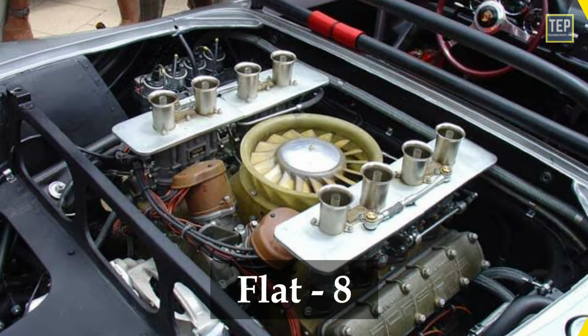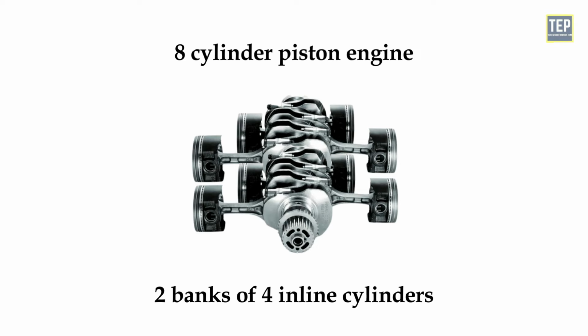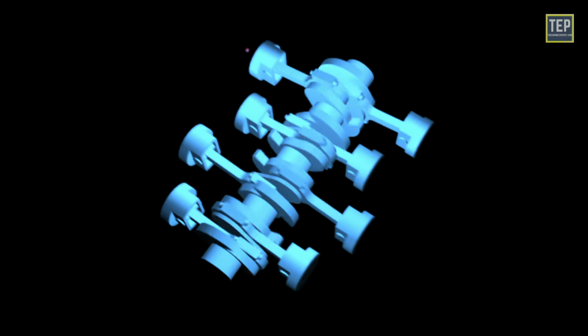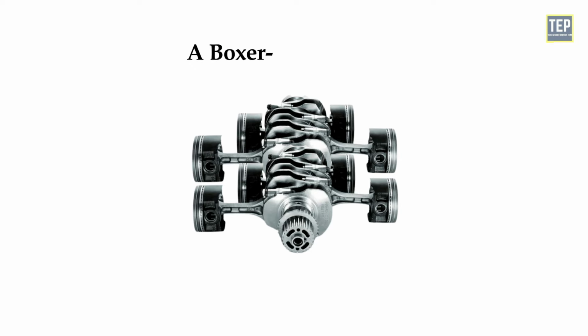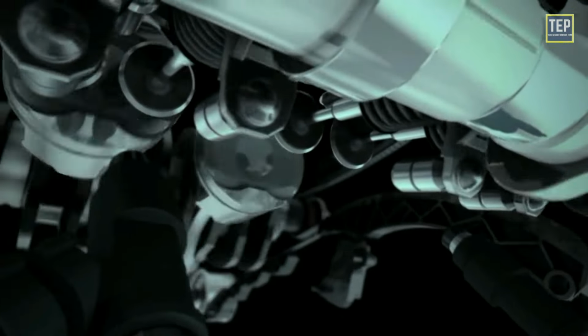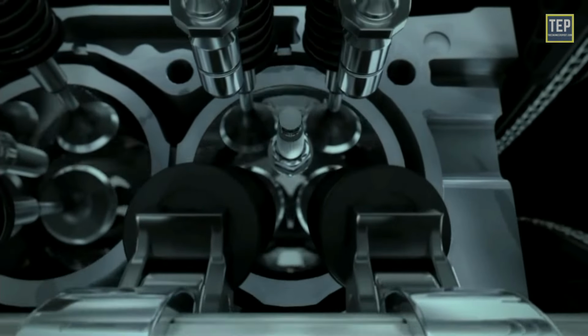Flat-8 engine. A flat-8 engine is an 8-cylinder piston engine with 2 banks of 4 inline cylinders, one on each side of a central crankshaft. The connecting rods for corresponding pistons from the left and right banks may share a crankshaft journal in a flat-8 engine. A Boxer 8 engine is a particular case of a flat-8 where each piston's connecting rod has its own journal, and each pair of opposed pistons moves inwards or outwards simultaneously.